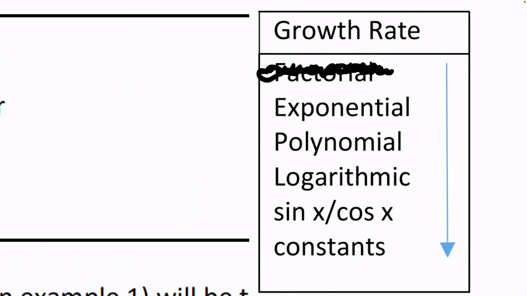Sine and cosine. Think of the sine and cosine graphs. Do those grow? They grow, but then they go back down. Yeah, they do what we call oscillate. They go up, but then they come back down. And then they go up, and then they come back down. So do they grow? Yeah, but then they also decrease just as fast. So they oscillate. Anything that oscillates goes back and forth, back and forth. And then constants don't grow.